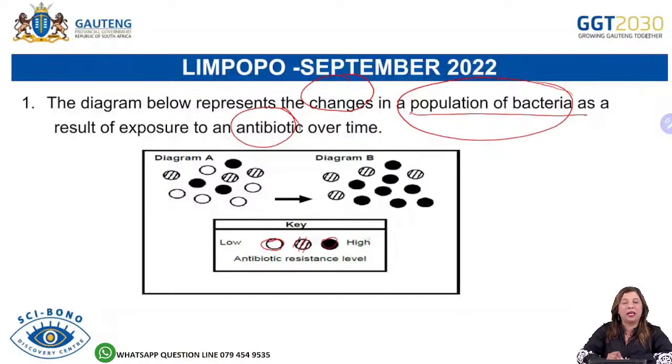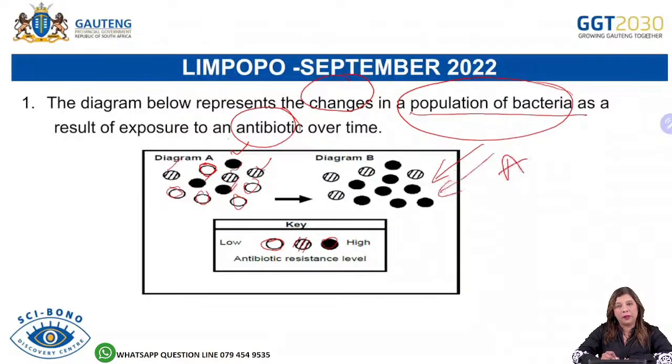Like, let's look at diagram A. Here we have the susceptible bacteria. So that means our antibiotic is going to kill it. Okay, and then here we have a more resistant, and then we have highly resistant. So what happens? We put the antibiotic. This is when it doesn't have the antibiotic. This is when after we've administered the antibiotic.